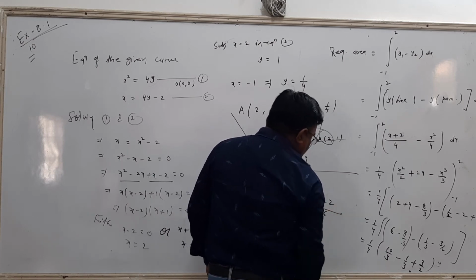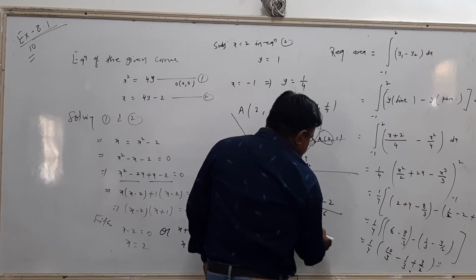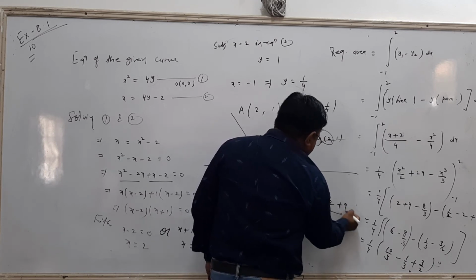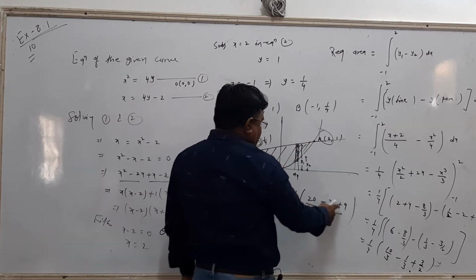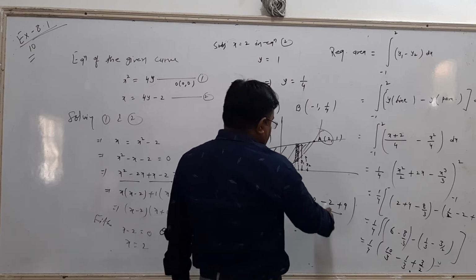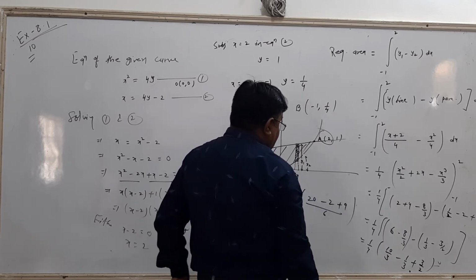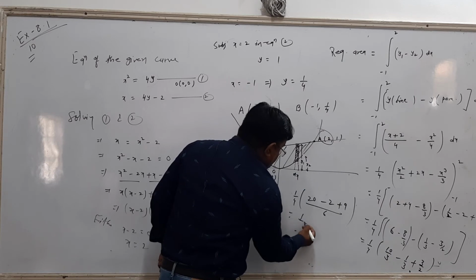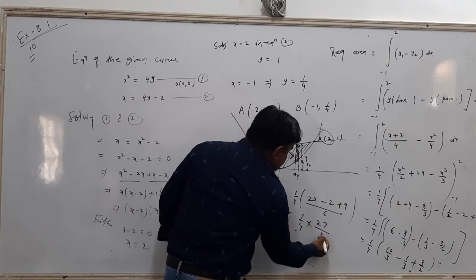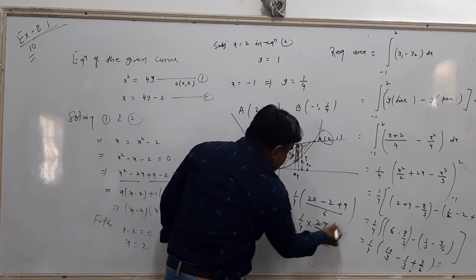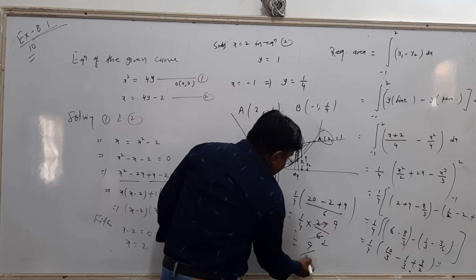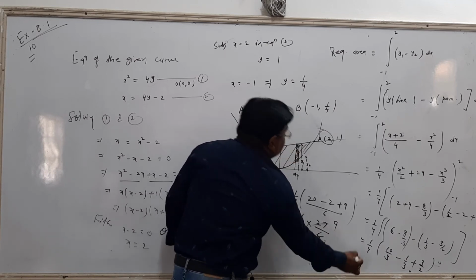That is minus 2. 2 3s are 6, 3 3s are 9. So 20 plus 9, 29. Yeah, that is minus 2 plus 9 is 7. 20 plus 7, that is 27 upon 6. 3 2s are 6, 3 9s are 27. That is 9 by 2 square unit is the answer.